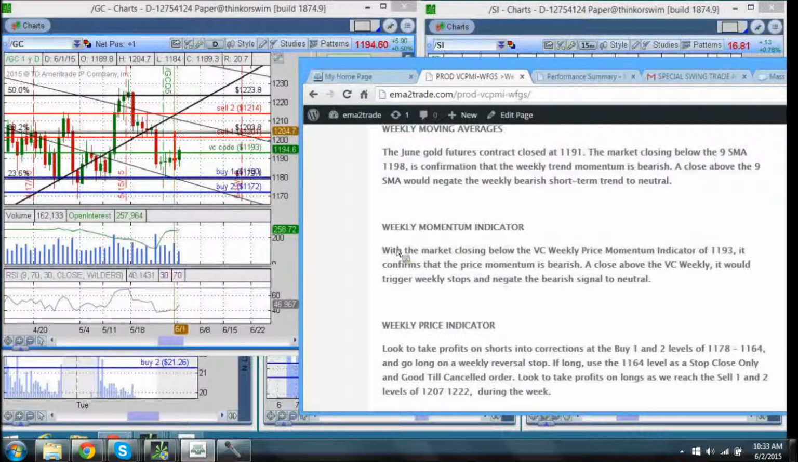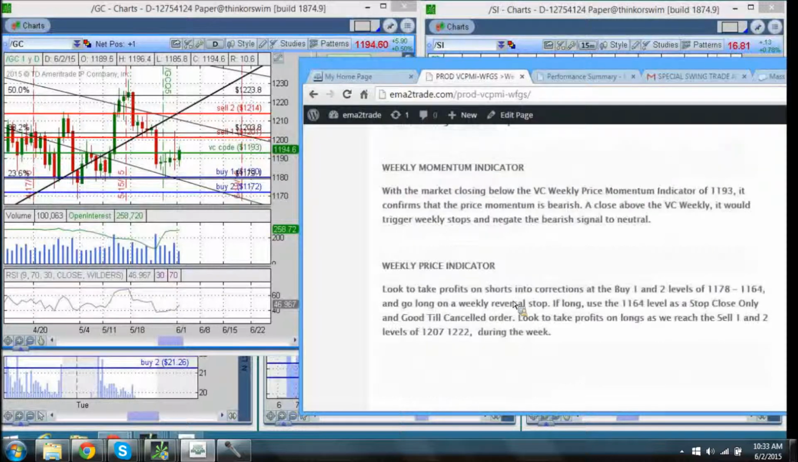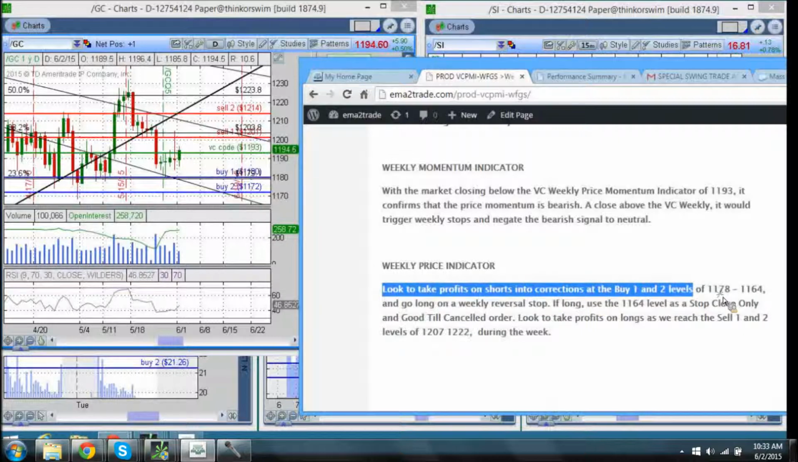Now, if you take a look at the algorithm, it tells you that if it came down below 1193, that it could get down to as low as 1178, but look to take profits on shorts at the buy one level of 1178 to 1164. The low was basically 84. It was $6 away from the low.